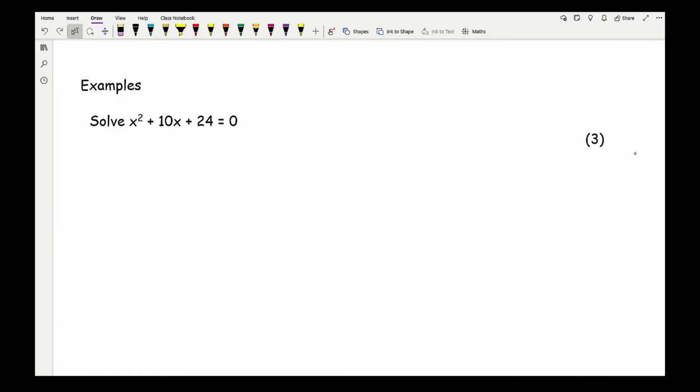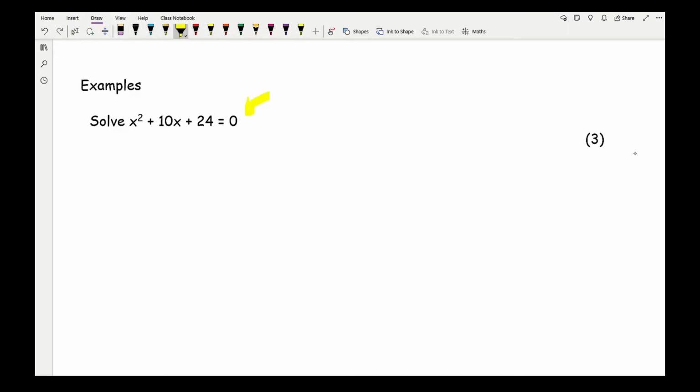So if you had a question that looks like this, you can see here that there's no mention of rounding, there's no graphs involved, and there's no mention of completing the square or that a plus b squared plus c form. So this method is going to be factorising.